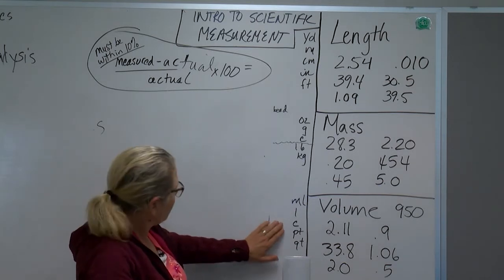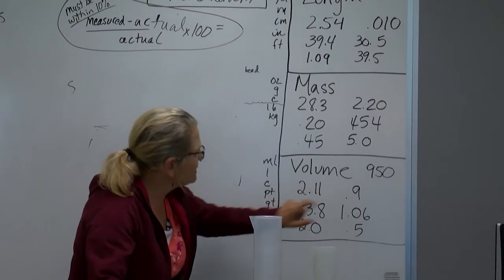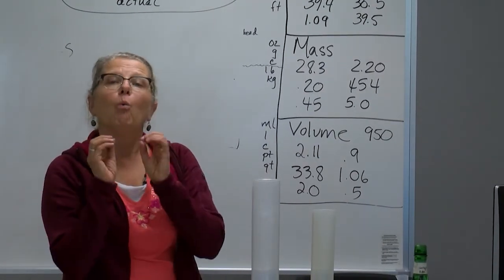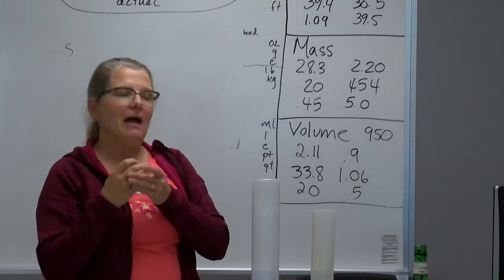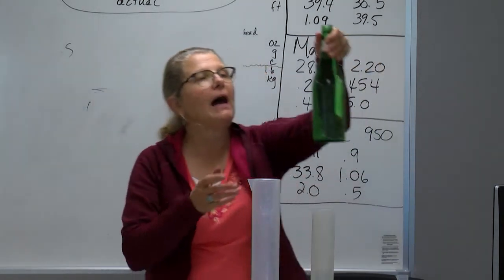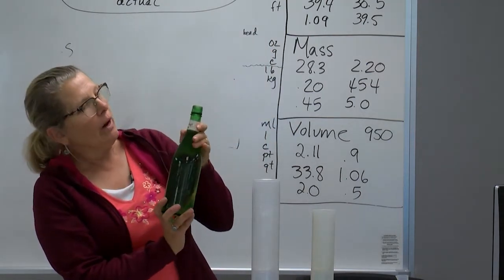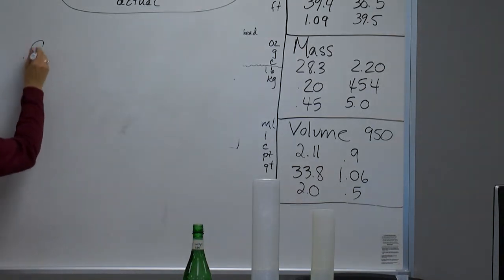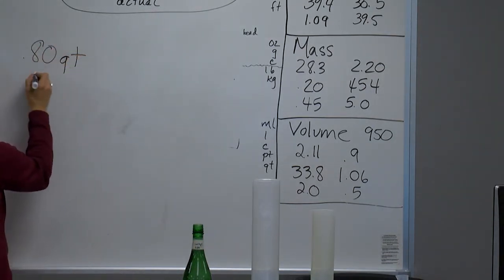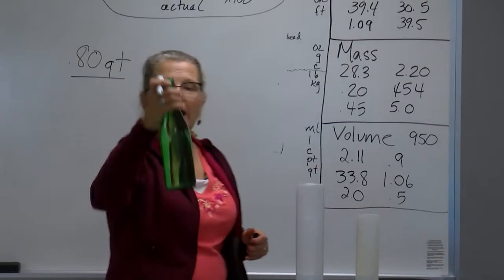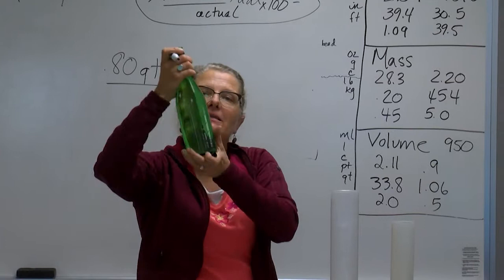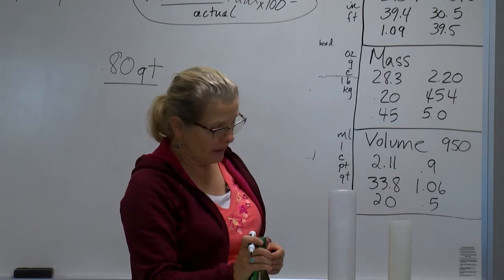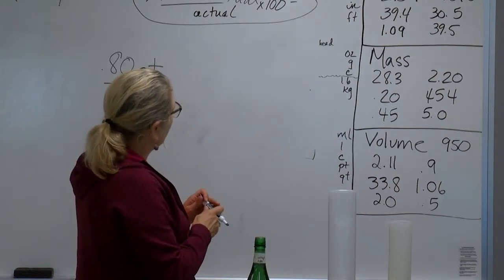All right, so let's start with the volume. We've got 1, 2, 3, 4, 5, 6, 7 possible numbers we can find a match for. What we're going to do is measure this same quantity of water, which is 0.80 quarts. That is how much water we have. We're going to take that same amount of water and measure it in different ways.